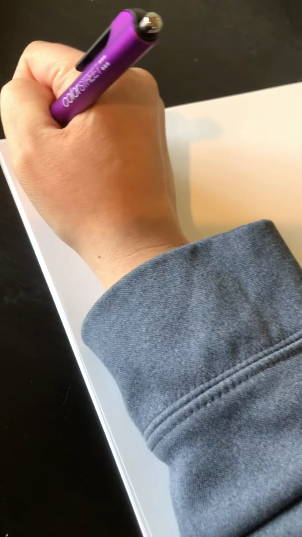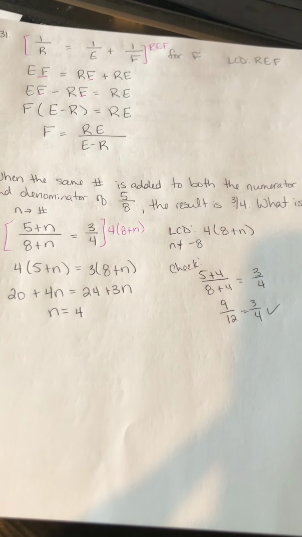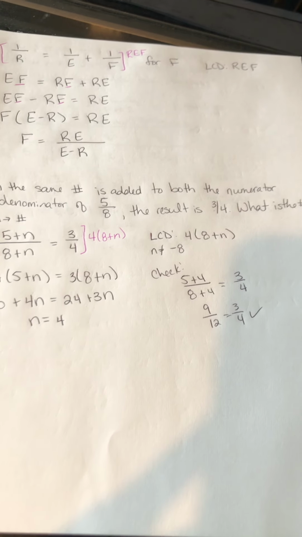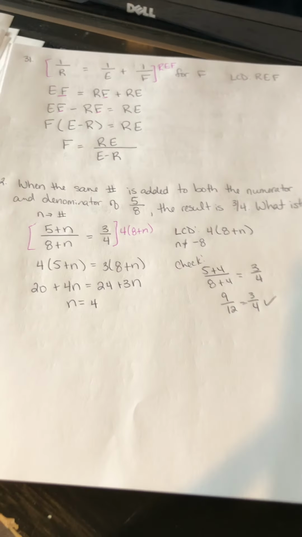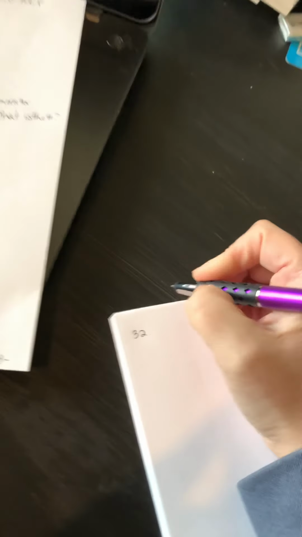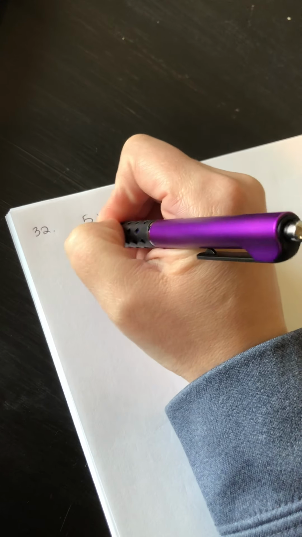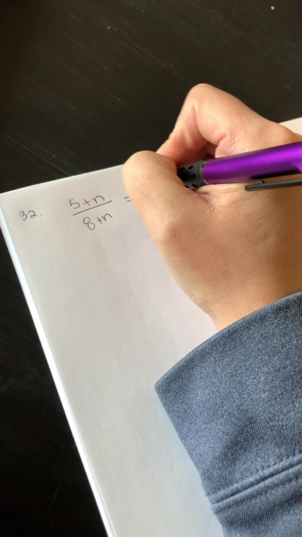So, for applications, we're almost done with this section, so it's a little bit longer. So for an application, instead of me writing all this, I'm going to show it to you on this. When the same number is added to both the numerator and the denominator of 5/8, the result is 3/4. What is the number? So our n is the number, and we're going to add the same number to both the numerator and the denominator of 5/8. So we've got 5 plus n over 8 plus n is equal to 3/4.